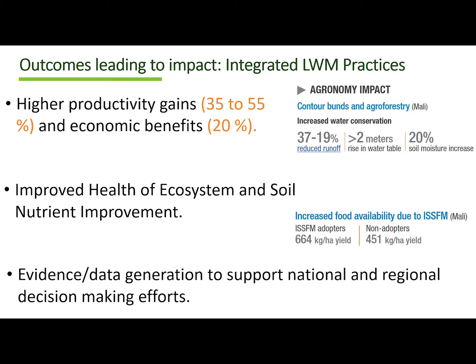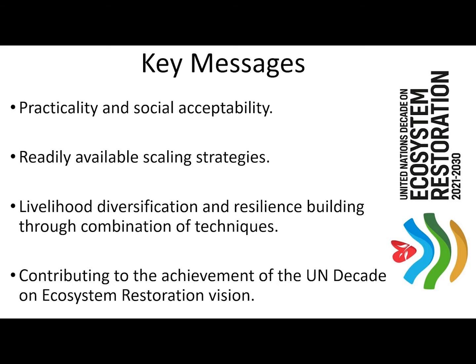The impacts or outcomes of this integrated land and water management practice are many, like high productivity gains and better economic benefits, improved health of the ecosystem and soil nutrient improvements, and evidence and data generation, which help to support regional and national decision making policies. So the key message here is that the technologies are practical and socially acceptable. Practices are tailored according to biophysical and socioeconomic conditions, and farmers are at the center point of implementing these practices. This helps to pave a way to scale technologies and practices widely.